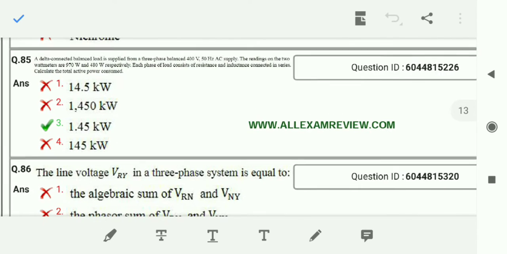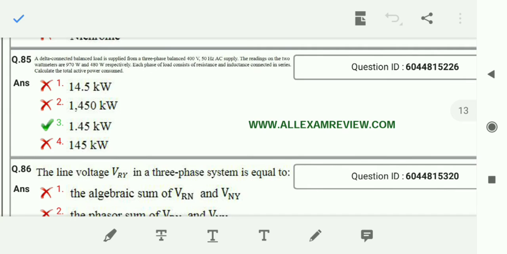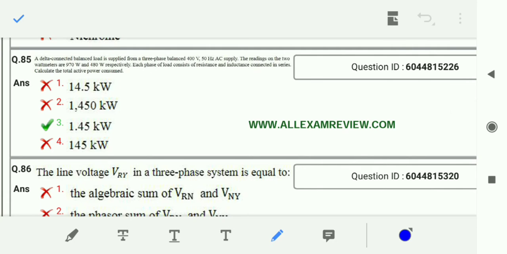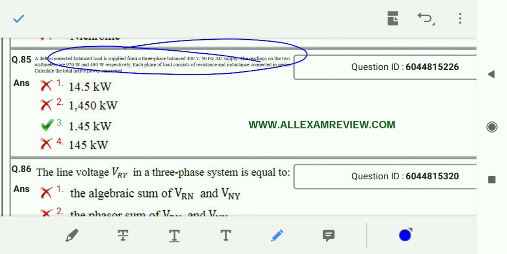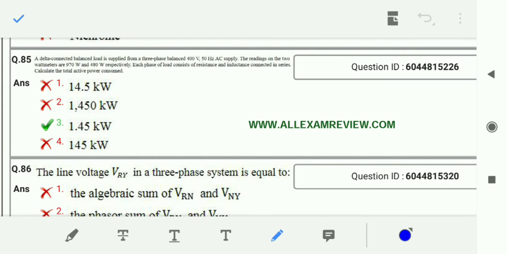So as it is a conducting material, option 1 is the odd one out of all the given options. Next, a delta connected balanced load is supplied from a 3-phase balanced 400 volts 50 Hz supply. The readings of the two wattmeters are 970 watts and 480 watts respectively. Each phase of the load consists of resistance and inductance connected in series, and calculate the total power consumed. See, all this data is not important for us, sir. What he is asking is to calculate the total power consumed.